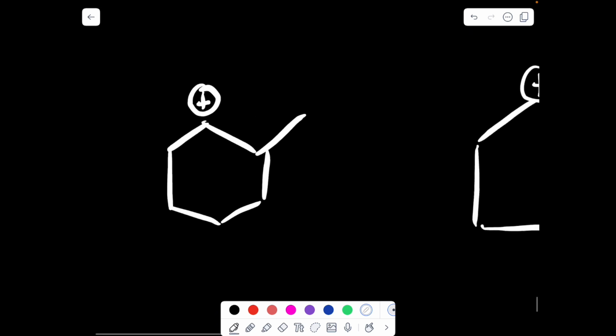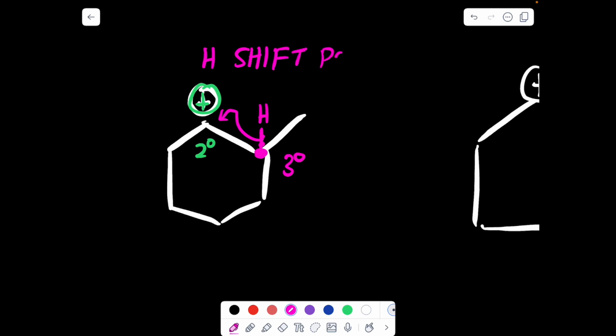Okay, starting with this guy. So what do we have? We have a carbocation that is 2°. Oh, but it has a friend 1 carbon away that is 3°. So a hydride shift could occur. Bada bing. So this would be an H shift. Possible.